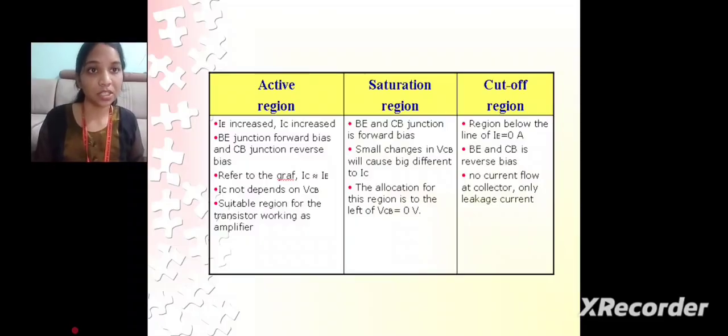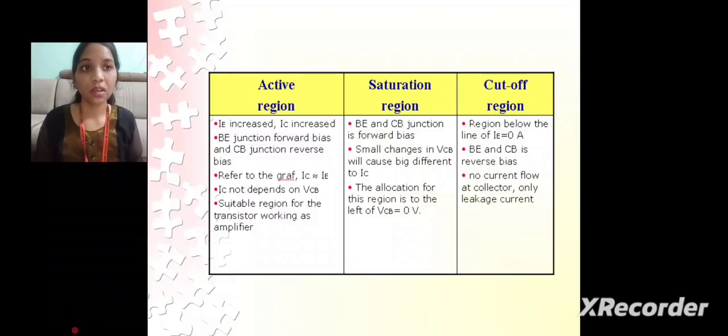BE and CB junction is forward bias. In saturation region, small changes in VCB will cause big difference to IC. The location for this region is to the left of VCB equal to 0 volts.